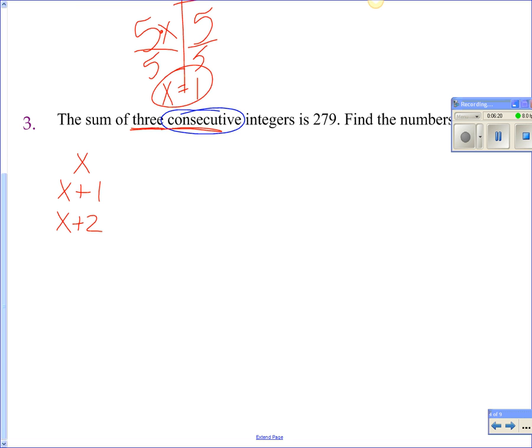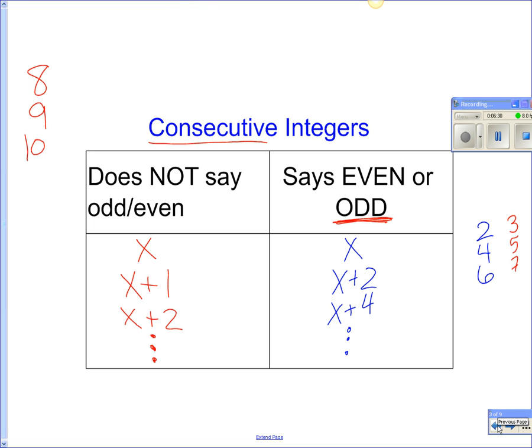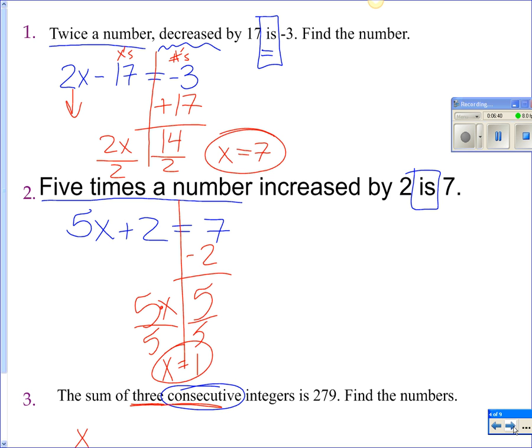Okay? Well, it doesn't say even. Yes, Gavin. It doesn't say. Right. So that's why we're using this side. Does not say even or odd. We use these 3. If it would have said even or odd, we would have used those 3. Okay? Raise your hand, please. All right.